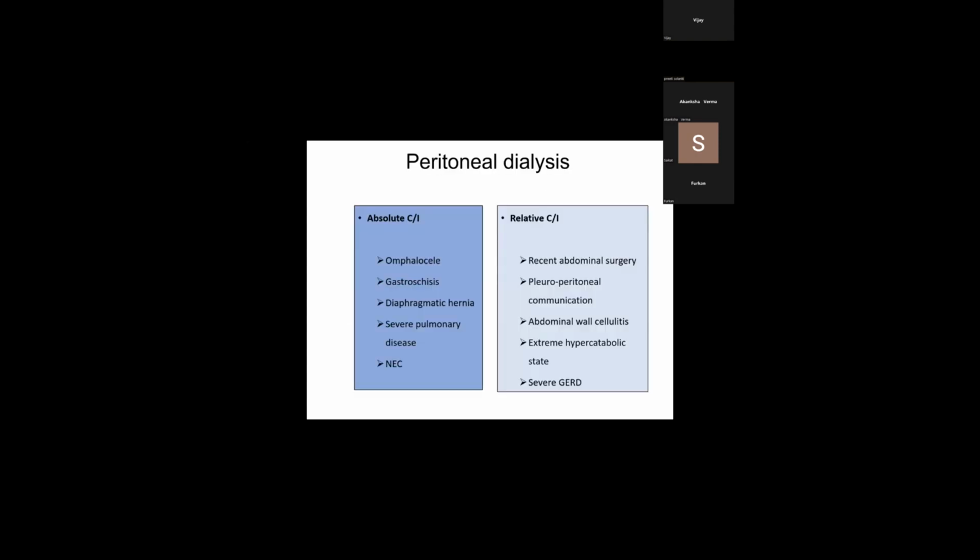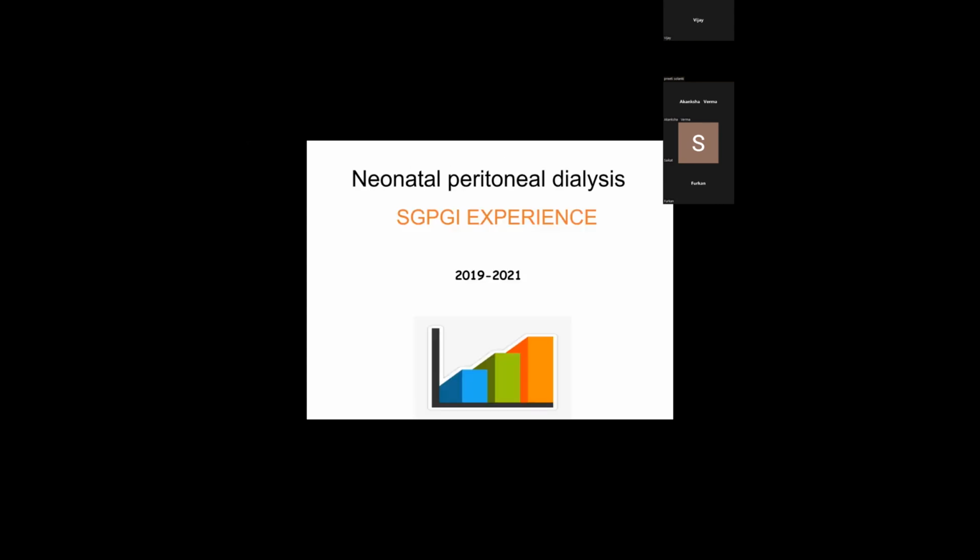So coming to the contraindications of peritoneal dialysis, severe pulmonary disease, omphalocele, gastroschisis, diaphragmatic hernia, and NEC are absolute contraindications, while recent abdominal surgery, pleuroperitoneal communication, abdominal wall cellulitis, and severe GERD are relative contraindications.